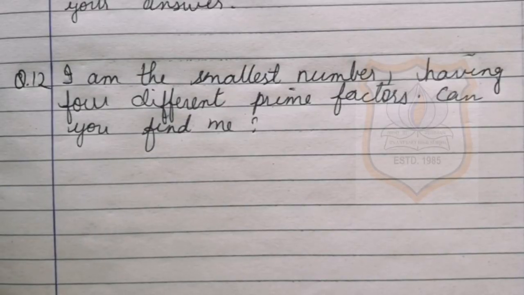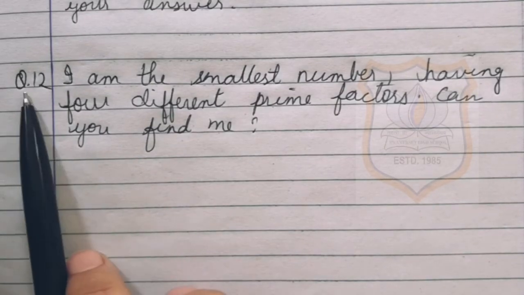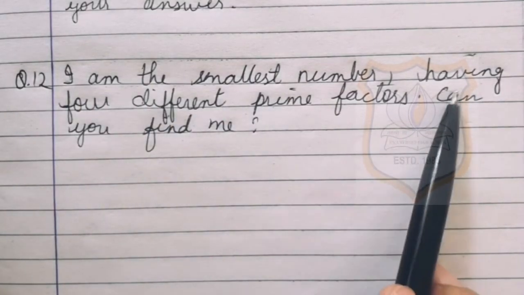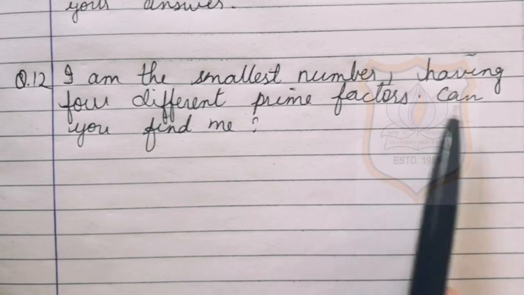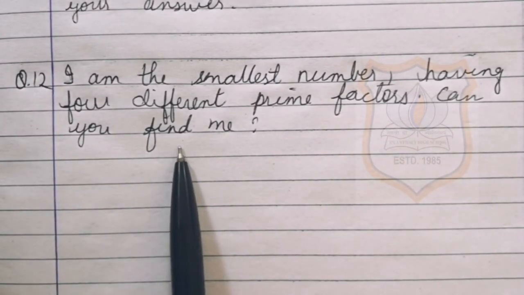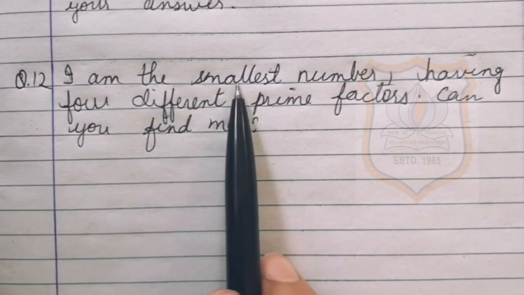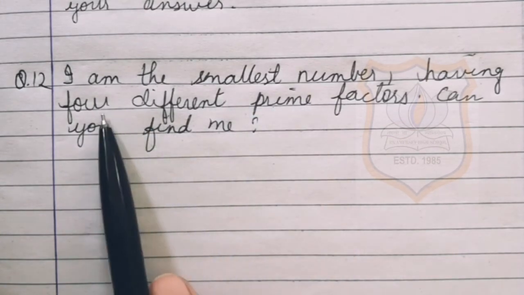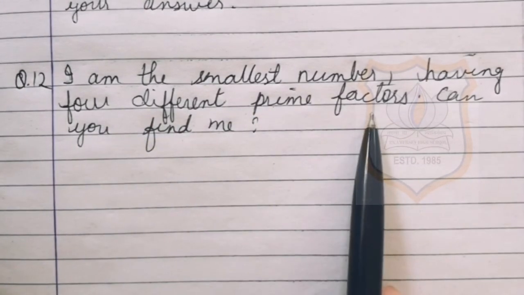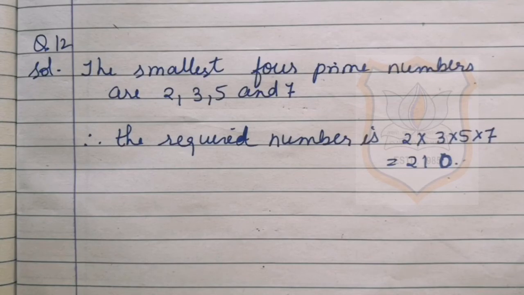Now we move to the last question of exercise 3.5, question number 12. I am the smallest number having 4 different prime factors. Can you find me? Students, we have to find the smallest number which has 4 different prime factors. Now solution for sum number 12.